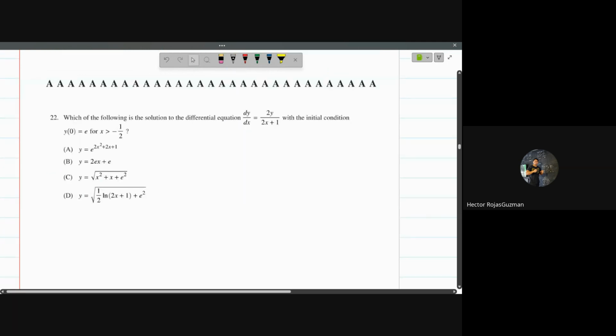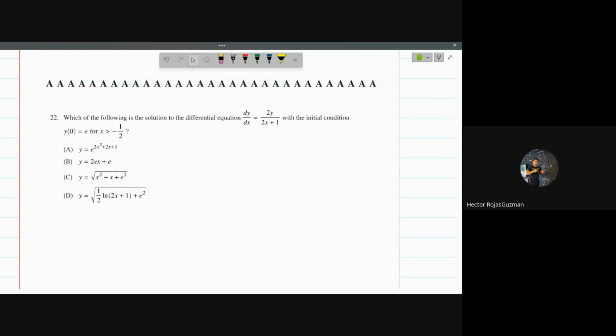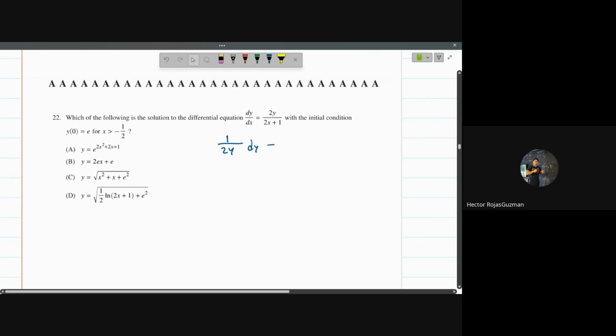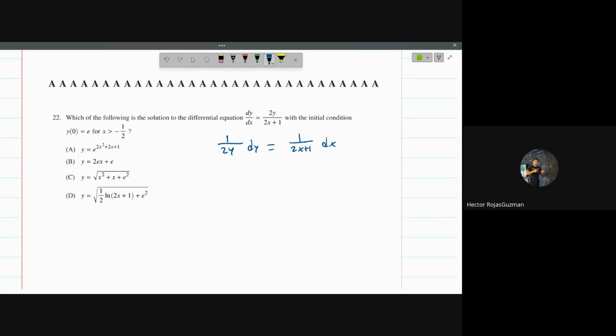Which of the following is a solution with the initial condition, for x greater than negative 1/2? Separation of variables. You get the y's together, and you get the x's together. Well, they're already there, so just move the dx over. Do your antiderivative.